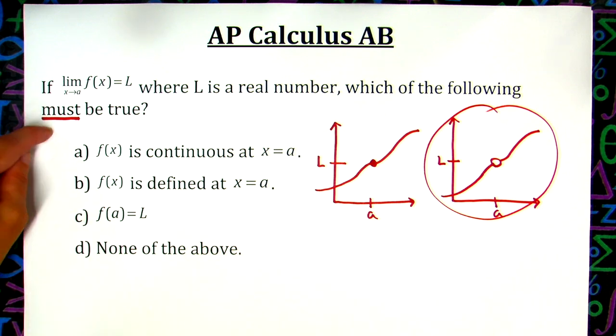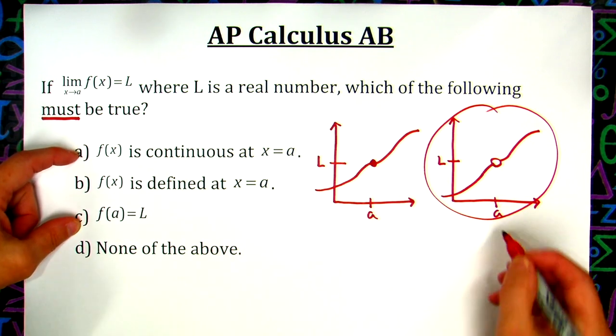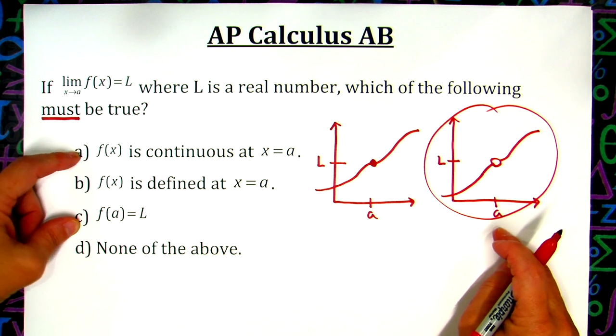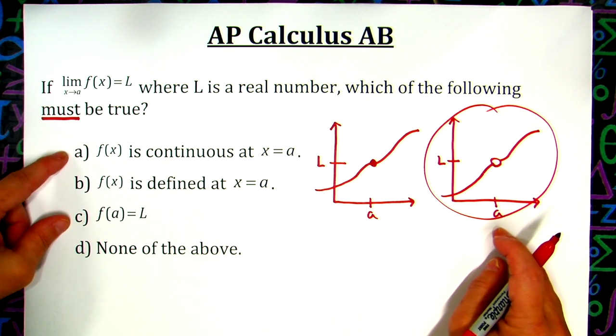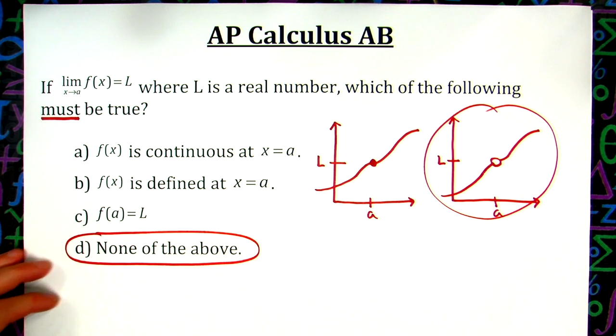So what must be true? None of those must be true. They can be true, but they don't have to be, because I can create a counterexample where these would not be true. So in this case, the answer is D, none of the above.